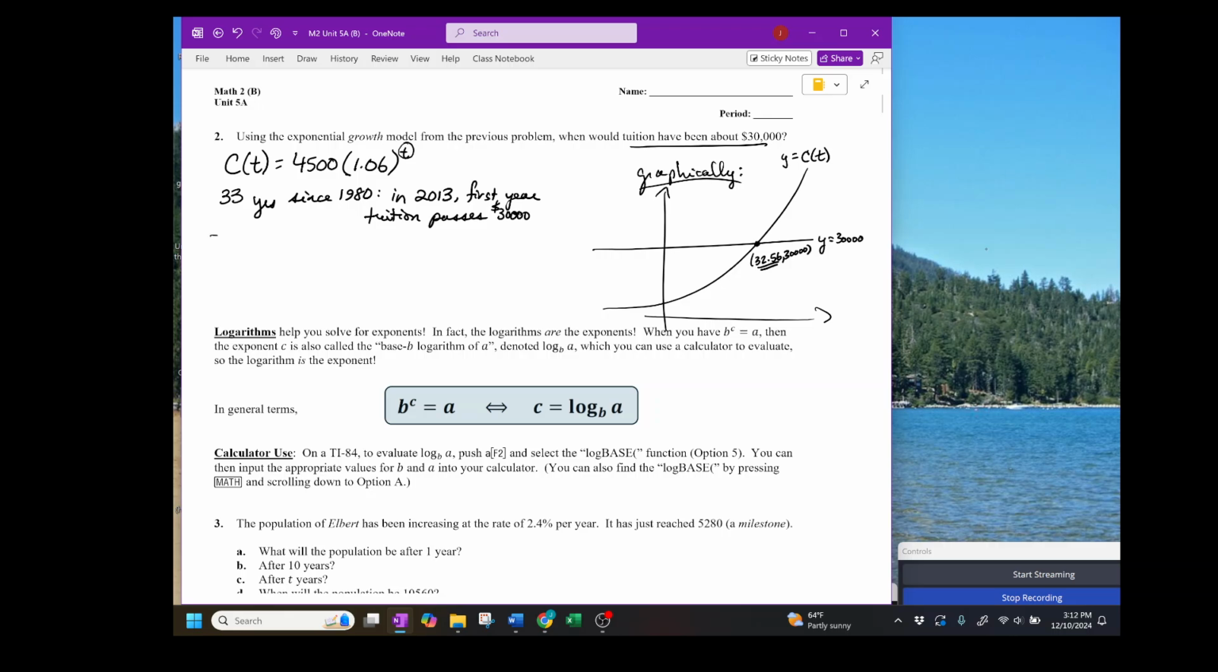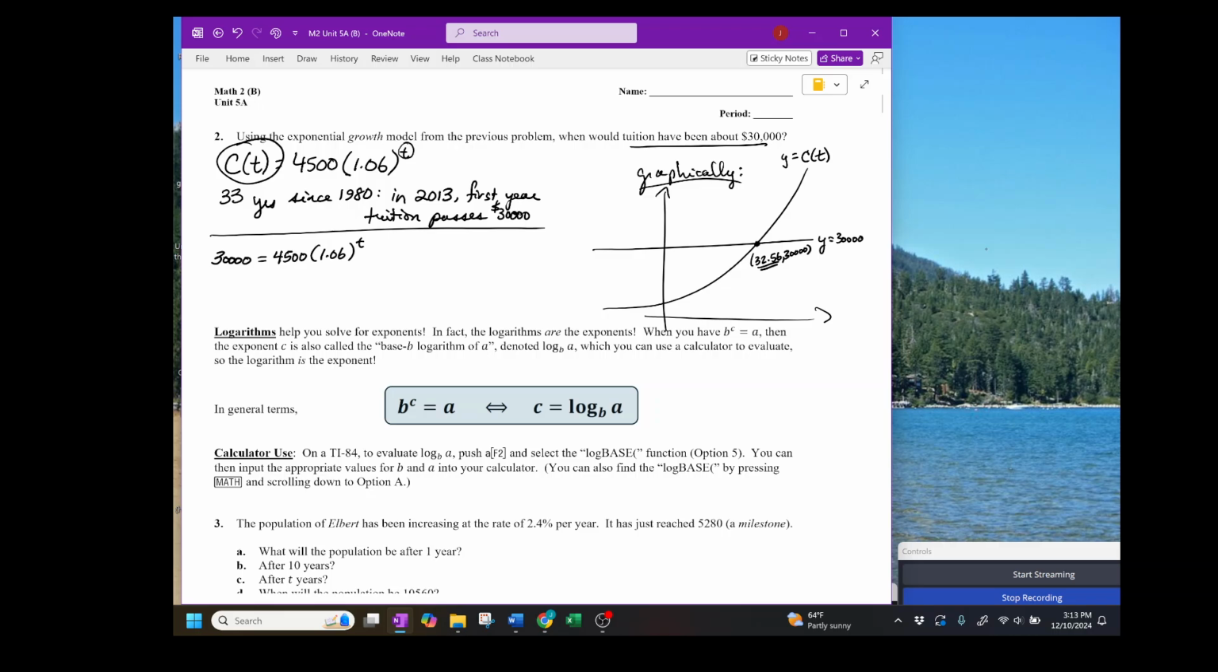Now, that's solving it graphically. What I want to do is solve it algebraically. And that means somehow we have to get rid of an exponent. We've got to get an exponent as our answer. The way we would set this up algebraically is we'd say, well, 30,000 is supposed to be the tuition. That's the cost. So 30,000 equals 4,500 times 1.06 to the t.